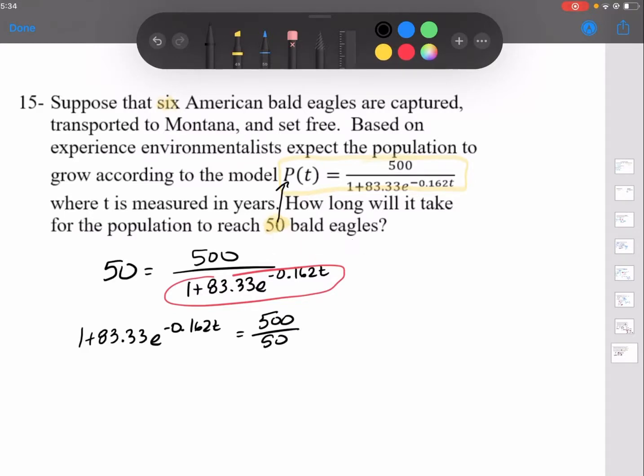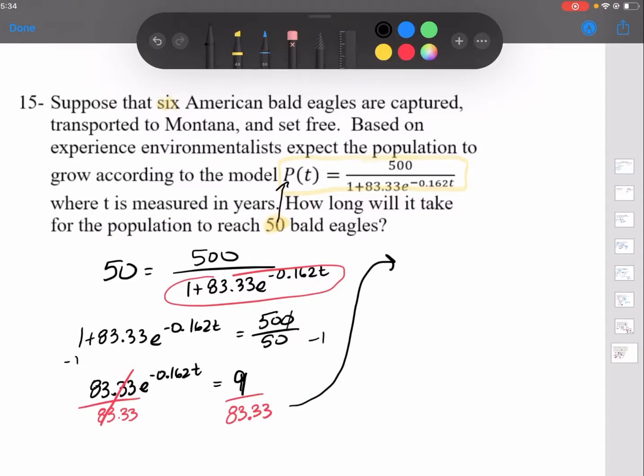And then I can subtract 1 from both sides. So 83.33 e to the negative 0.162 t is equal to, well, 50 over 5. Yeah, 50 over 5. Had to make sure I was saying that right. Is 10. And 10 minus 1 is 9. So this is 9. I'm going to divide both sides by 83.33 because we've got to get the base e alone.